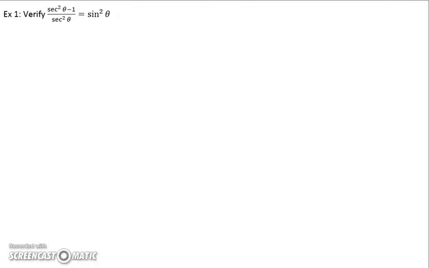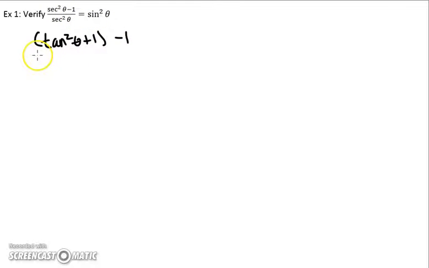So the first one is we want to verify that secant squared of theta minus 1 over secant squared of theta is, in fact, equal to sine squared. So there's a couple different ways that we can do this. But the first thing that I'm going to do is I notice in the top I have secant squared of theta minus 1. That is a Pythagorean identity. That's going to be equal to tangent squared of theta. So secant squared of theta is going to be tangent squared of theta plus 1, and then we have our little minus 1 here.